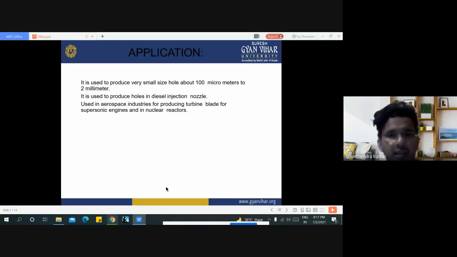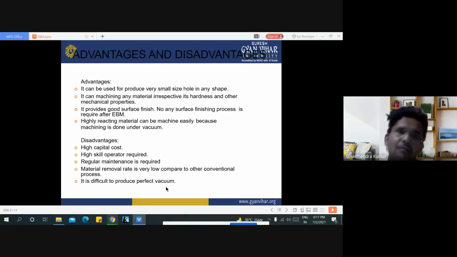in nuclear reactors. Here are the various advantages and disadvantages of the electron beam machining process. The advantages of EBM are: it can be used to produce very small holes in any shape. It can machine any material irrespective of its hardness and other mechanical properties. It provides a good surface finish. No surface finishing process is required after EBM. Highly reactive material can be machined easily because machining is done under vacuum.